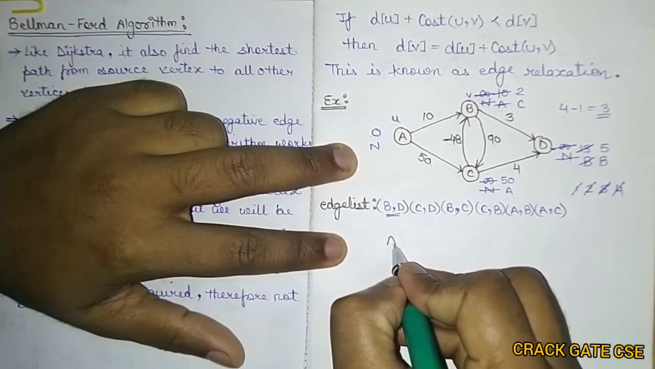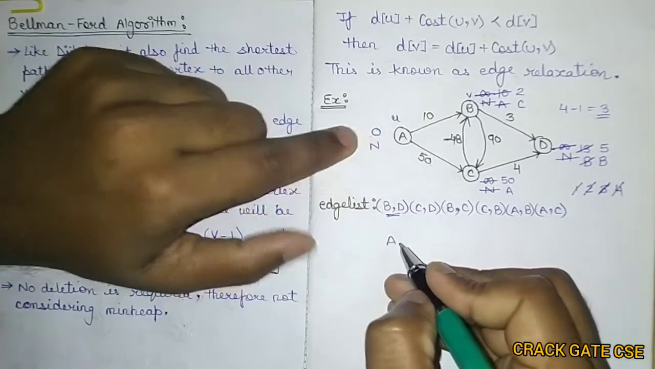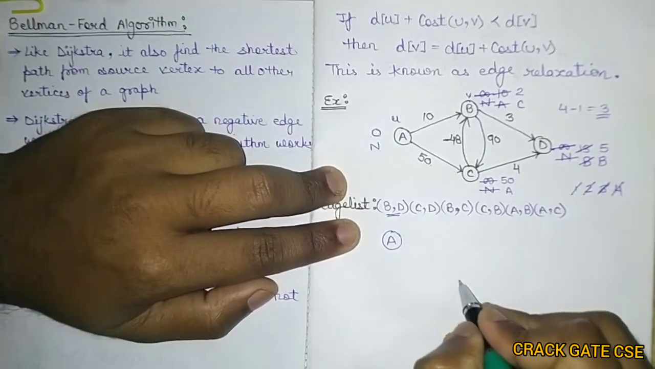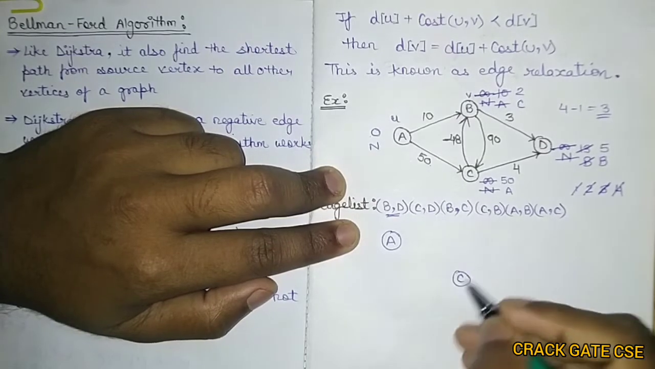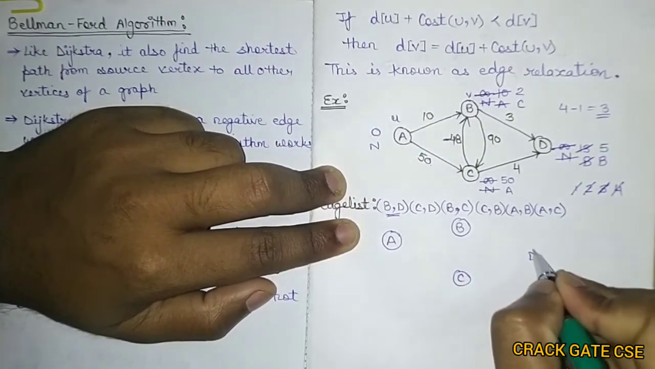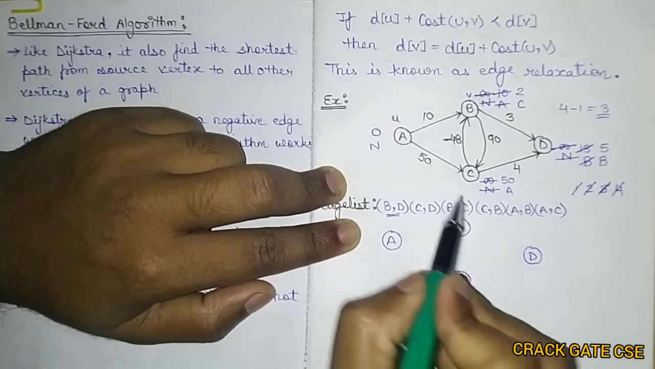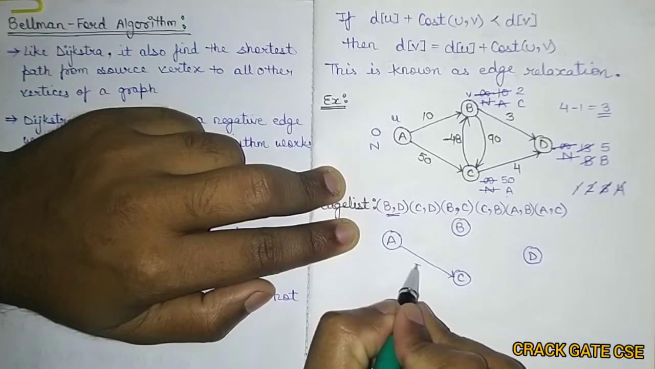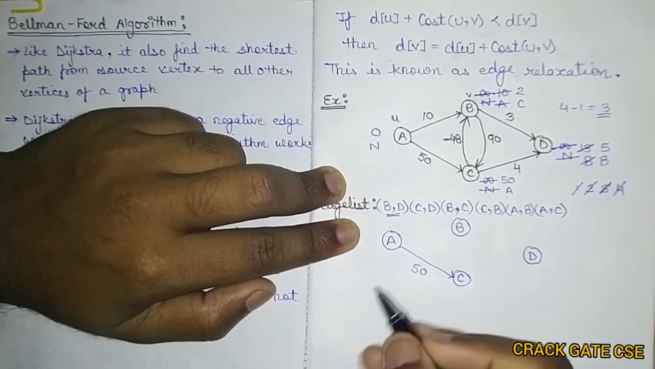So this A, because this value is 0. Now this C, so I am just mentioning these vertices first. So this A, B, C and D. So this is 50 from A. So we have to select this particular path.